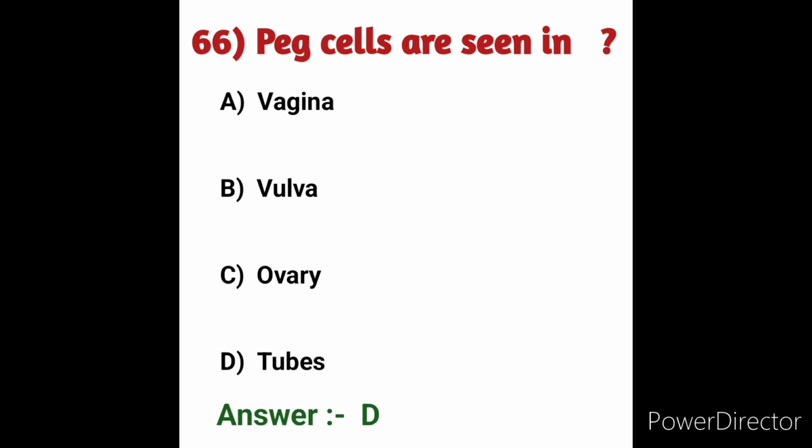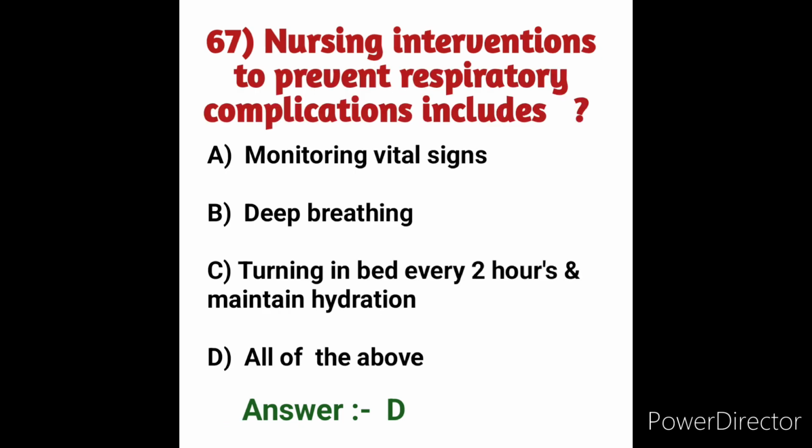Moving on to question number 67. The nursing interventions to prevent respiratory complications include option A, monitoring vital signs, option B, deep breathing, option C, turning in bed every 2 hours and also maintaining hydration. Option D, all of the above.